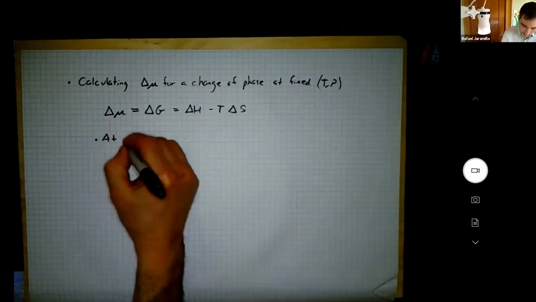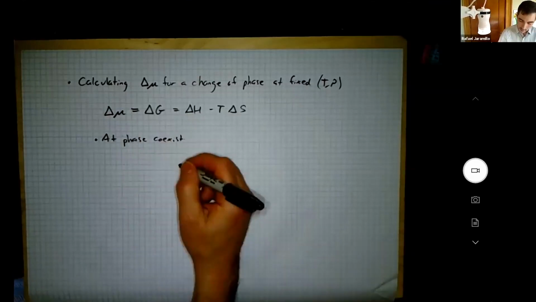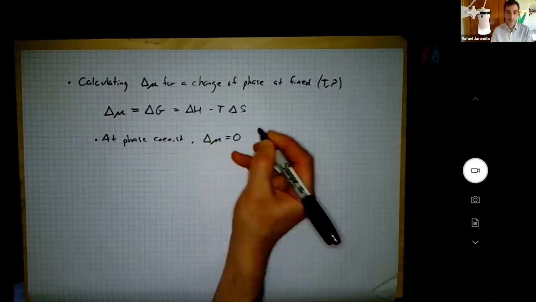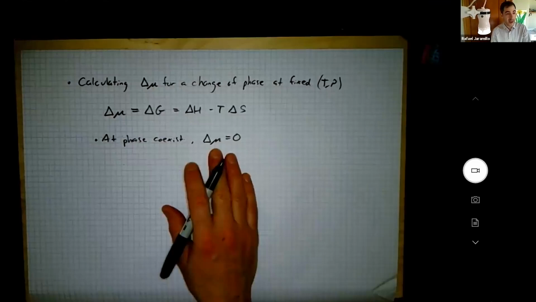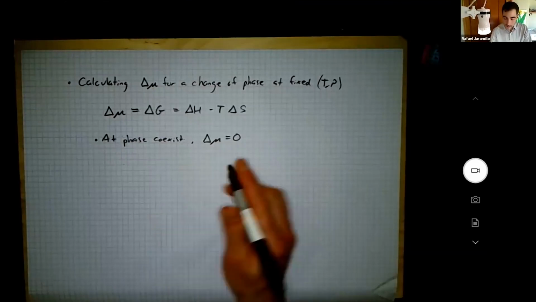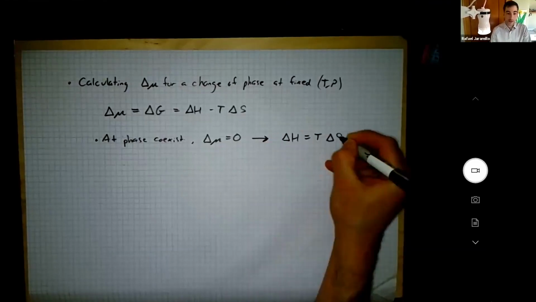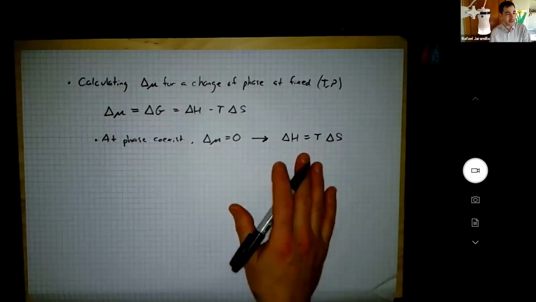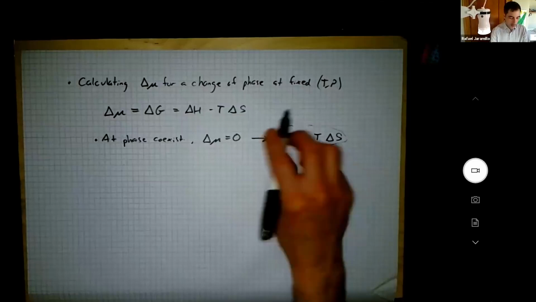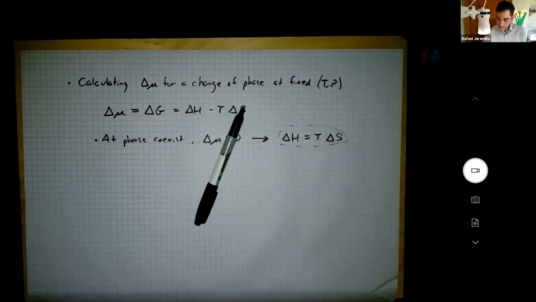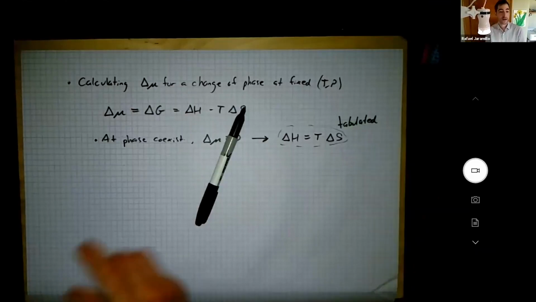At phase coexistence, delta mu equals 0, right? We figured that out about 40 minutes ago, that for two phases to be coexisting in equilibrium, they have to have the same chemical potential. So that means at phase coexistence, delta H equals T delta S. Right, we were here again about 40 minutes ago. This is a very, very useful expression. And these values, these are tabulated. So turn to the back of the book and you'll see tables of these data.